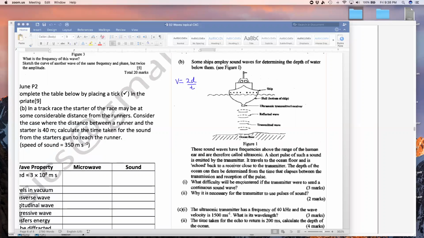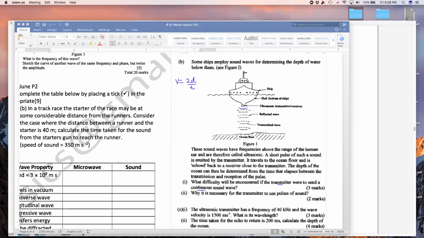What difficulty would be encountered if the transmitter were to send a continuous sound wave? Instead of making a sound and then having this sound work its way down, and then you're silent until you hear the sound, what will happen if this transmitter was continuously sending waves?